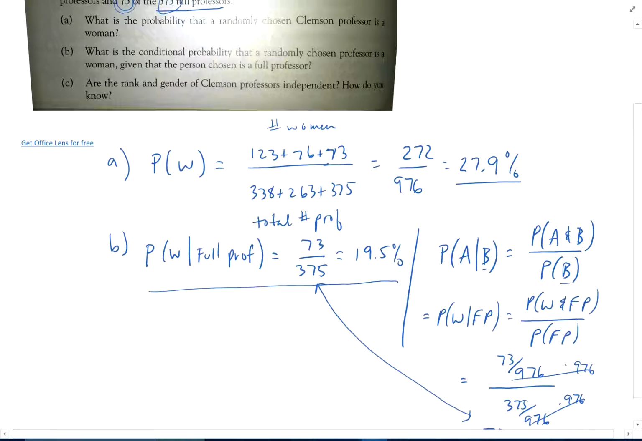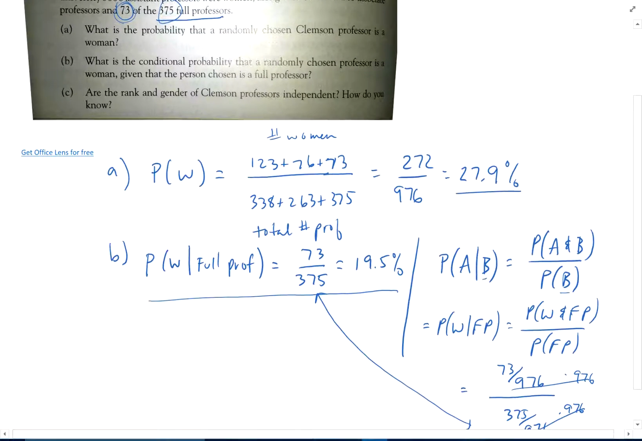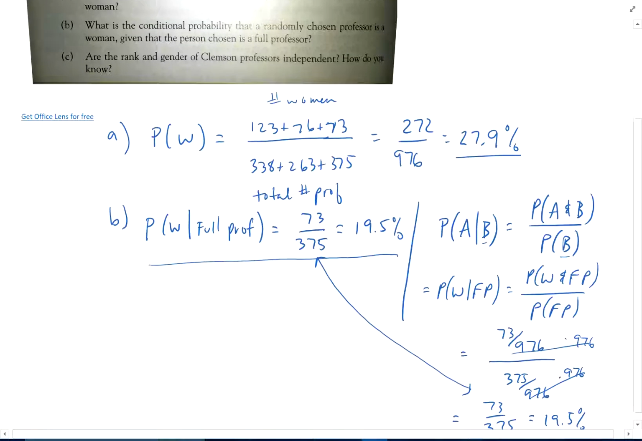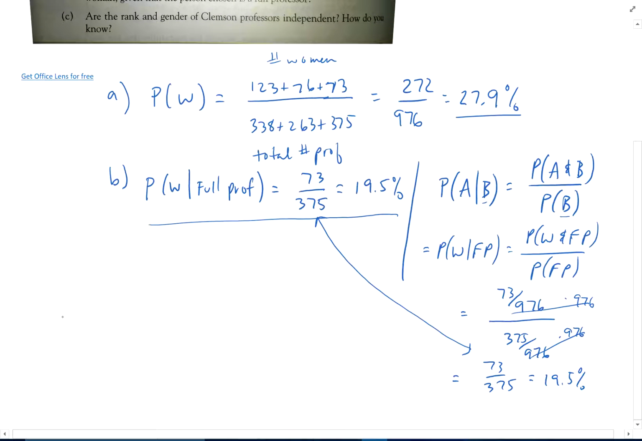Okay? And C, are the rank and gender of Clemson professors independent? Okay, well, remember, independent means that knowing the outcome of one event doesn't affect the outcome of the other. So if they were in fact independent, the probability of being a woman should be the same as the probability of being a woman given they're a full professor. These should be the same if being a woman and a full professor are independent.